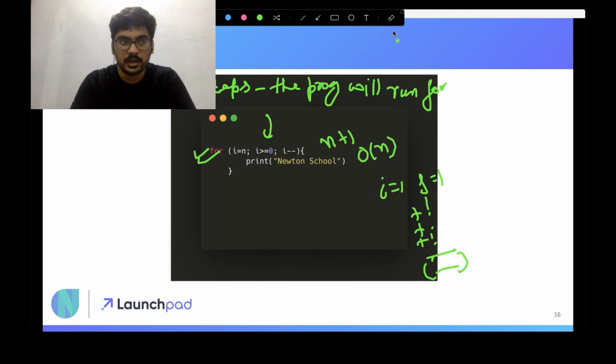Now there are two more classes on iterative complexity also. One is medium level and the other is hard level. It's quite hard, so you need to be clear and thorough with this concept.